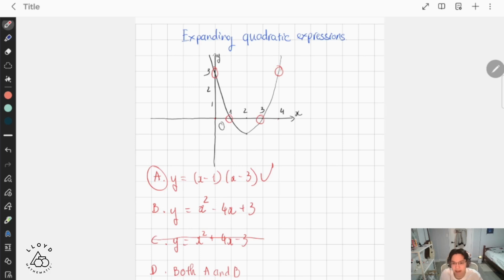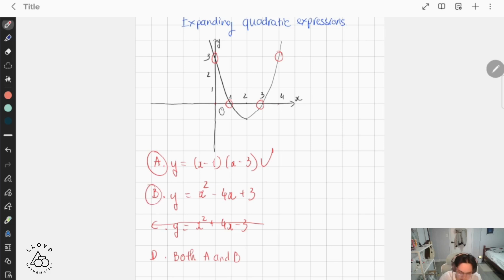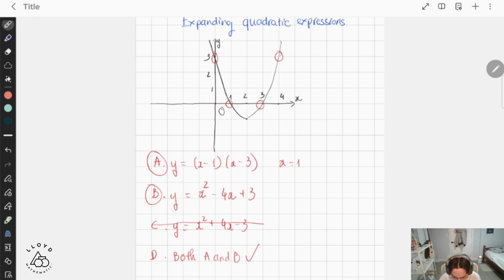We can definitely see A is correct, right? However, we also have B here. Whenever we have both A and B, we need to calculate whether B is also correct. For B, with x equal to 1 and 3, y needs to be equal to 0. With x equal to 1, y is 1 minus 4 plus 3, which is also equal to 0. So this is correct. So this point is very fine, right?